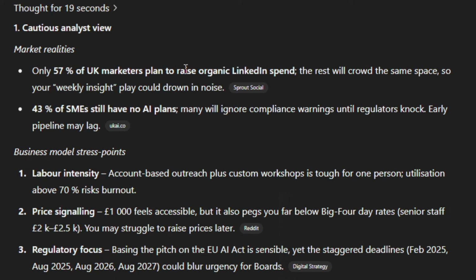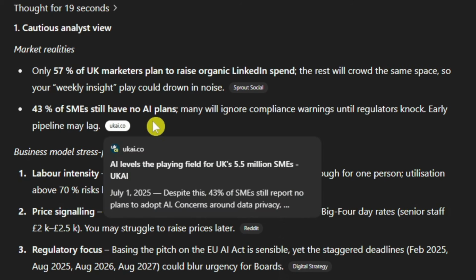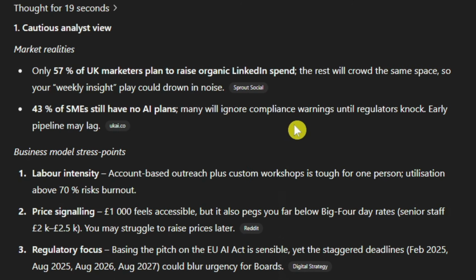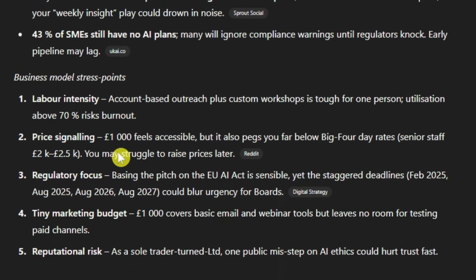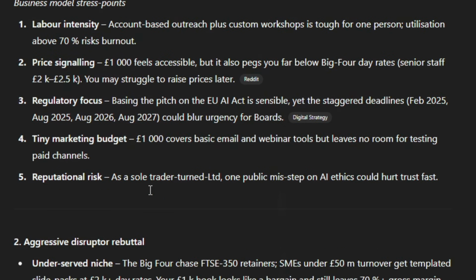UK marketers plan to raise organic LinkedIn spend. The rest will crowd the same space, so your weekly insight play could drown in noise. 43% of SMEs still have no plans. Many will ignore the compliance warnings. So this is from the cautious analyst. Business model stress points: labour intensity, price signalling. Oh, what about that £1,000? That's too little. Regulatory focus, tiny marketing budget. I'm only going to spend £1,000 on marketing.